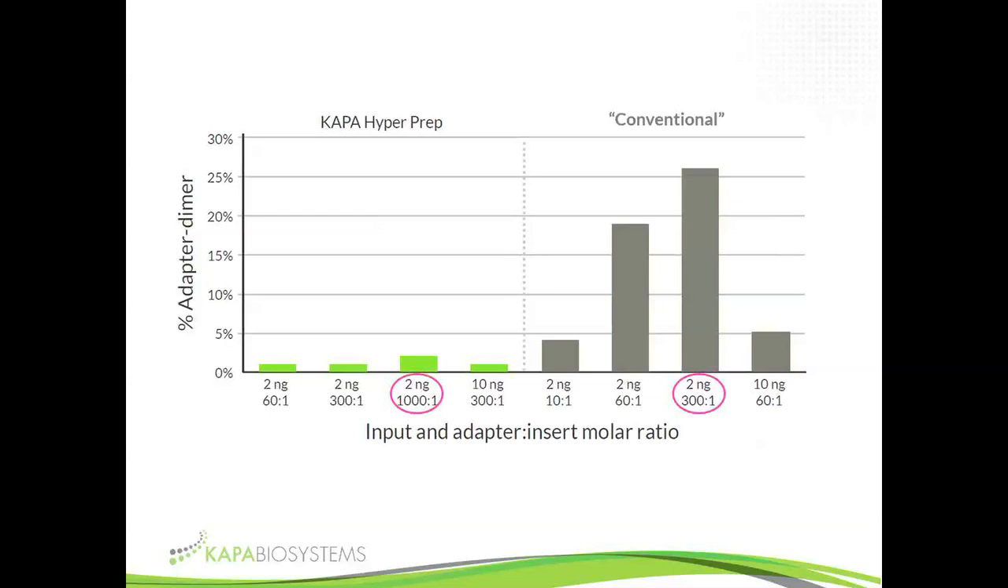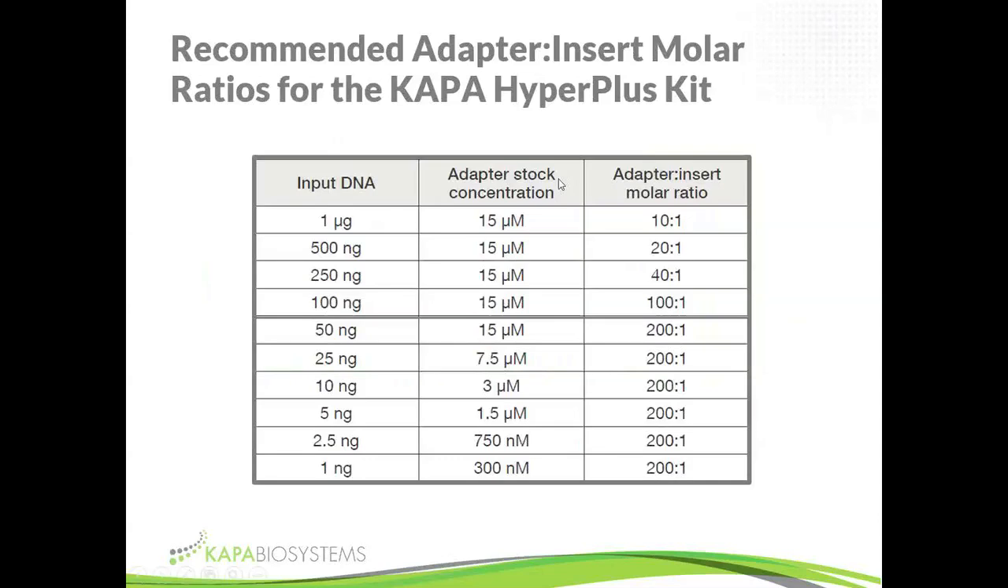And so in the HyperPlus and the HyperPrep chemistry, there's basically a table, and for your different inputs, you'll see what we do is, up to 50 nanograms, we keep the concentration of the stock the same. And so the adapter to insert molar ratio increases from 10 to 1 at a really high input to 200 to 1 at about 50 nanograms. And then we just keep that standard all the way down to a nanogram.